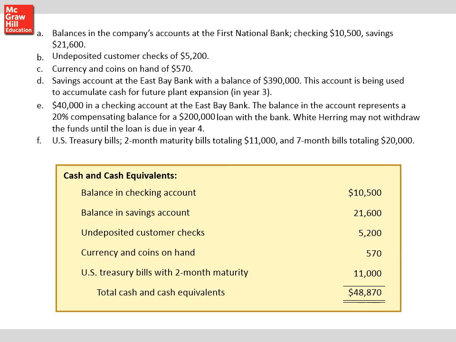The savings account is considered an investment. It's an investment in the long-term category because it is money restricted or set aside to accumulate for a future plant expansion, something that will be happening in 2 years from now. The restricted cash is not part of your normal cash balance because you must keep that $40,000 on hand at all times. And that 7-month bill is not considered a cash equivalent. It is considered a short-term investment. Okay, so your total cash and cash equivalents of those items: $48,870.